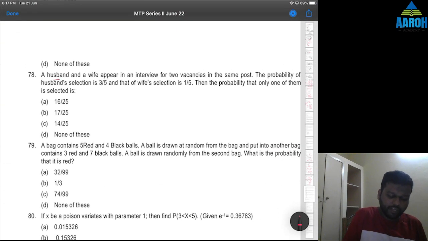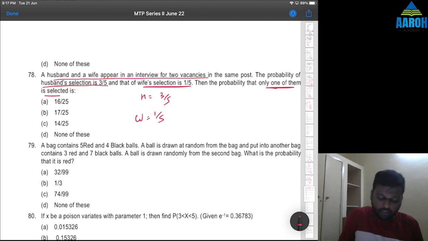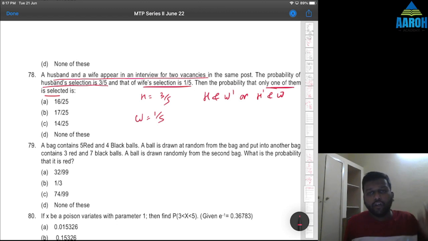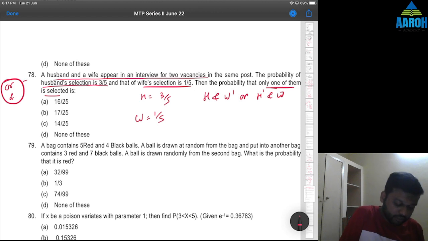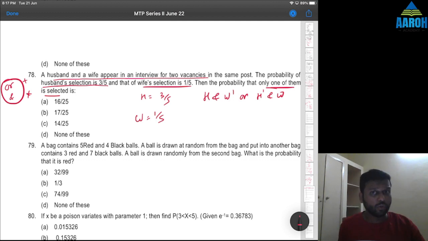Next, a husband and wife appear in an interview for two vacancies in the same post. The probability of husband selection is 3 by 5 and that of wife selection is 1 by 5. The probability that only one of them is selected means husband and not wife, or not husband and wife. You should always try to convert probability questions into OR and AND, which is very important. OR is plus, AND is multiplication. If you need any guidance for this, I have uploaded probability exercises on the channel. You should go through those.